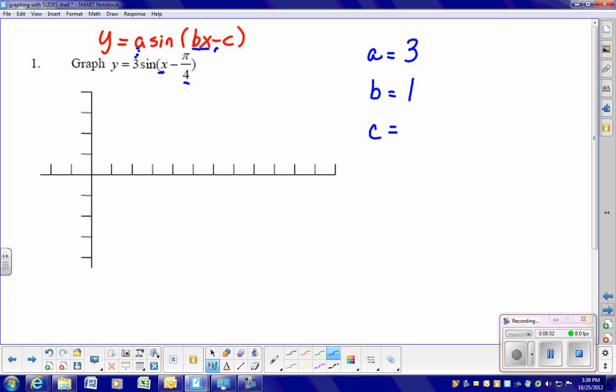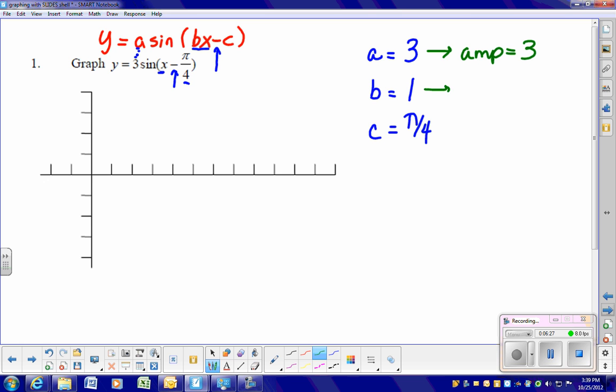Notice that this minus is baked right into the formula, okay? So the fact that there's a minus here is not important. That minus is the same as the other minus. And the C is pi over 4. Okay, now each of these values tells me something. The A tells me the amplitude. Amplitude in this case is going to be 3. The hills and valleys go up and down 3.